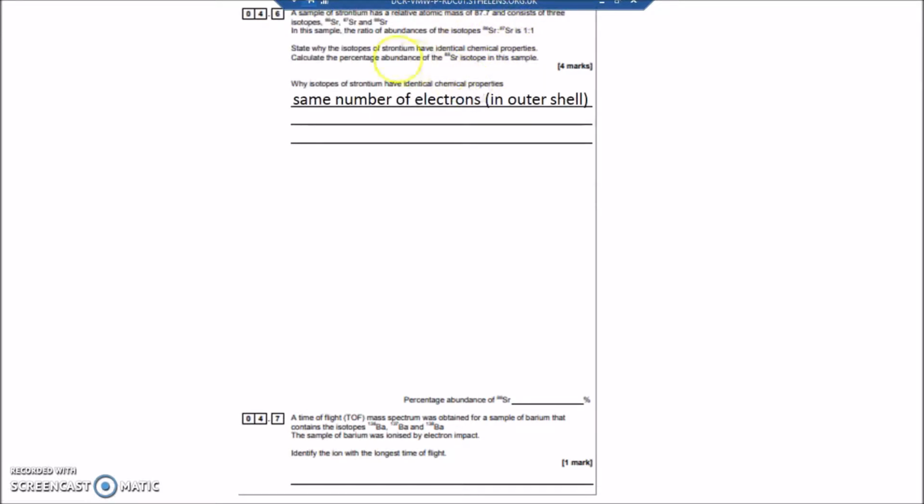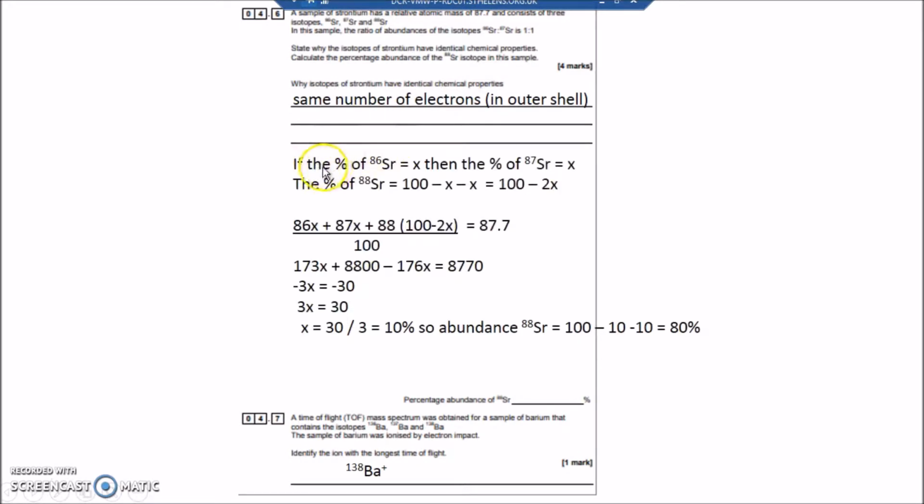Same number of electrons. Calculate the percentage abundance, that means how much of it there is, of the strontium-88 isotope in the sample. So I'll do spoilers on this and then you can see. First of all, if the percentage of strontium-86 is X, then the percentage of strontium-87 is also X because they're in equal amounts, in a 1-to-1 ratio. Everything's got to add up to 100%. So 100% take away the percentage of Sr-86, take away the percentage of Sr-87. So it's 100 take away X, take away X, 100 take away 2X.